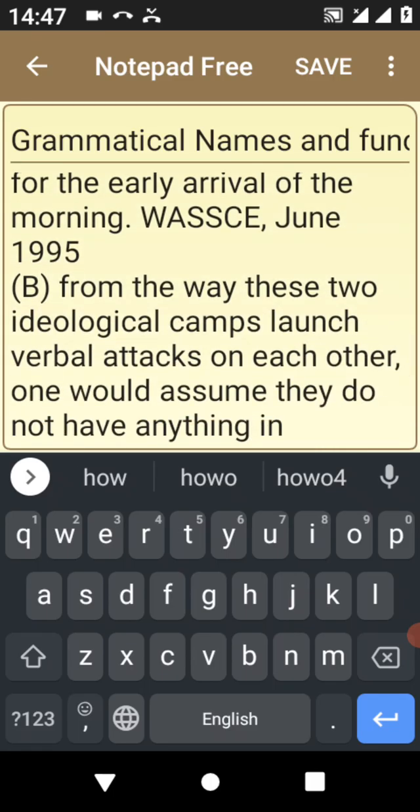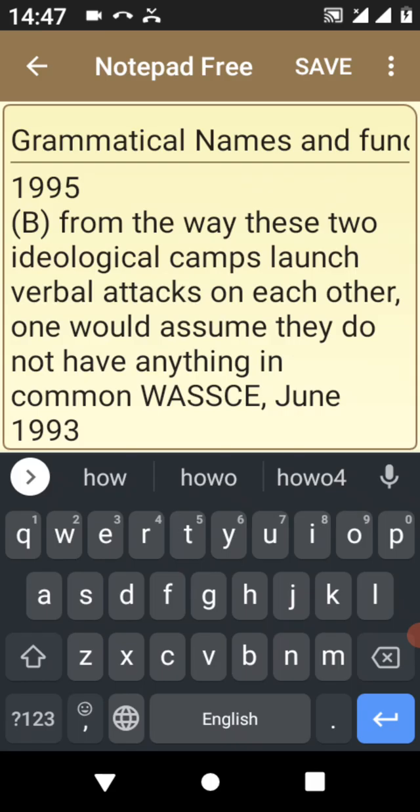Then number 2. From the way these two ideological camps launch verbal attacks on each other, one would assume they do not have anything in common.